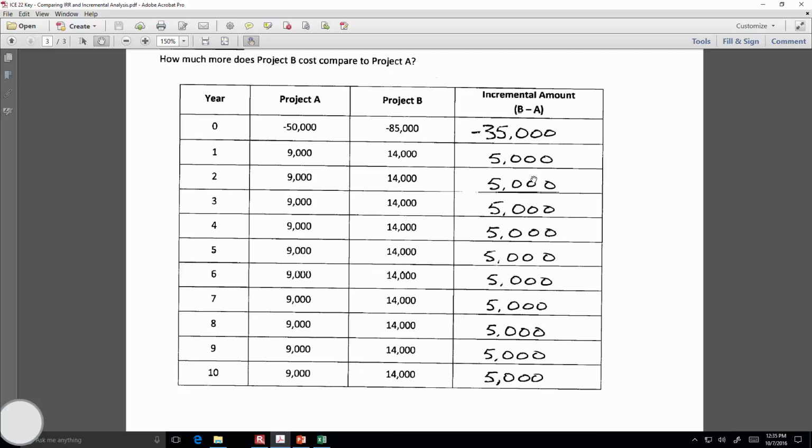Because remember, money in the future is worth less than money today. So you're going to be shelling out $35,000 in year 0. Well, all of these future amounts may not be worth very much if you have a high inflation rate.